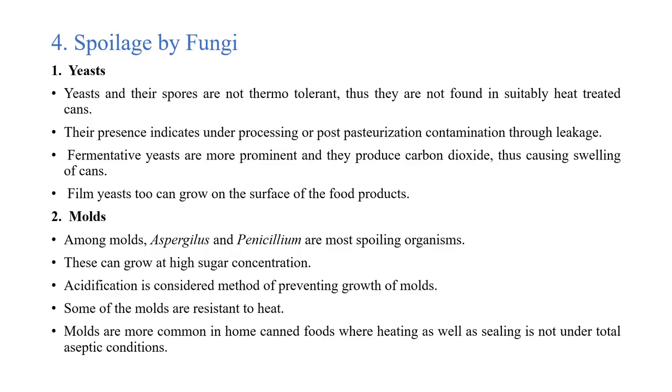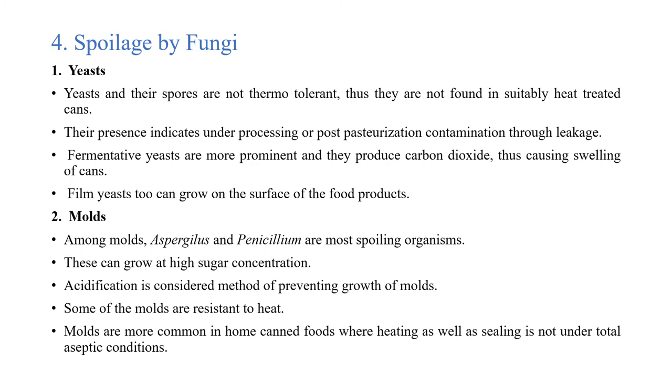Next, we will see about the spoilage by fungi. First, we will see about the yeast. Yeast and their spores are not thermotolerant, and thus they are not found in suitably heat-treated cans. Their presence indicates underprocessing or post-pasteurization contamination through leakage. Fermentative yeasts are more prominent, and they produce carbon dioxide, which leads to the swelling of the cans, and some filaments too can grow on the surface of the food product.